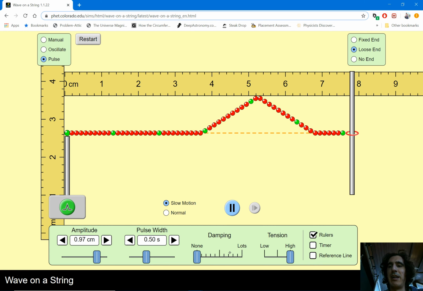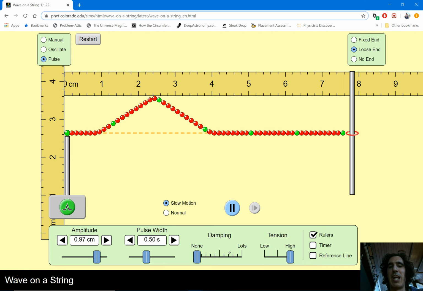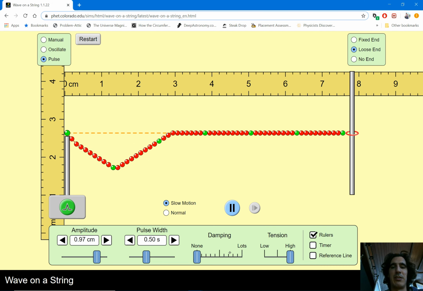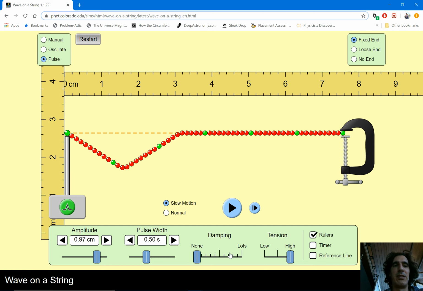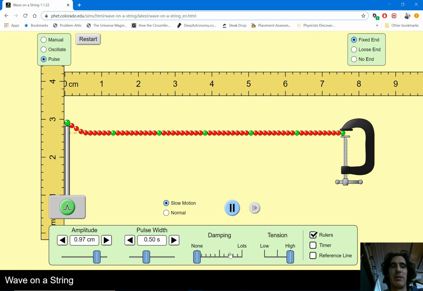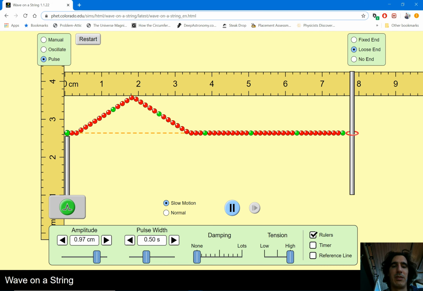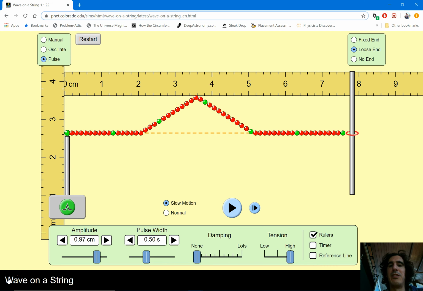It's going to hit a loose end, and notice when it bounces back on a loose end, something that's able to move, it bounces back on the same side. If we send a wave on a fixed end, so something that's sturdy and won't move, as the wave approaches that, it's now going to reflect and go back on the opposite side. And what we're going to do right now is send another wave going to the right.